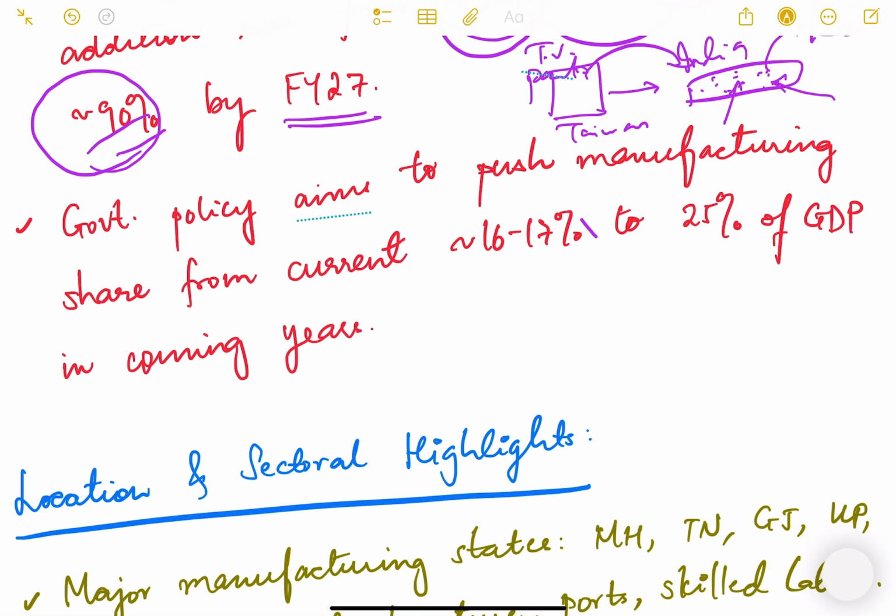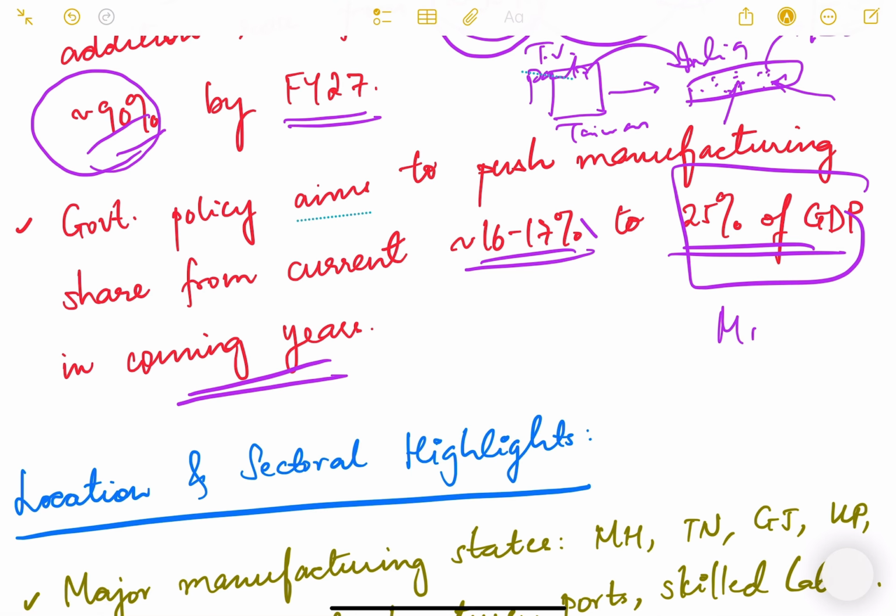Government policy aims to push manufacturing share from the current 16 to 17% to 25% of GDP in the coming years. This has been the target of Make in India also. This has been the primary target there also.